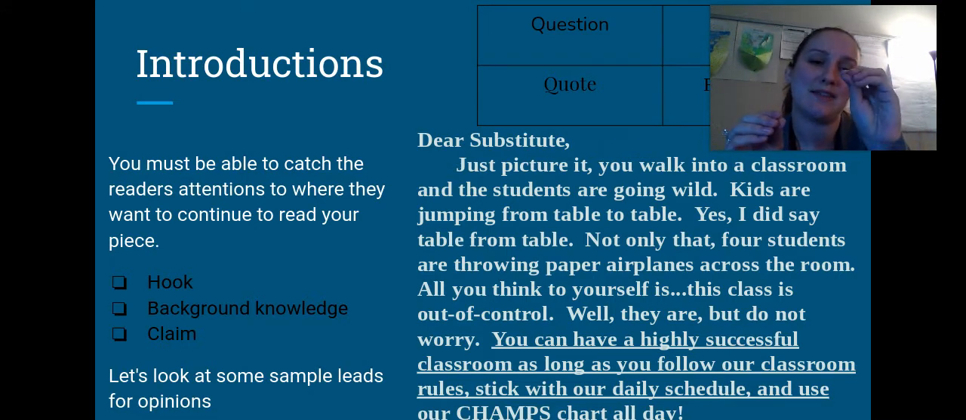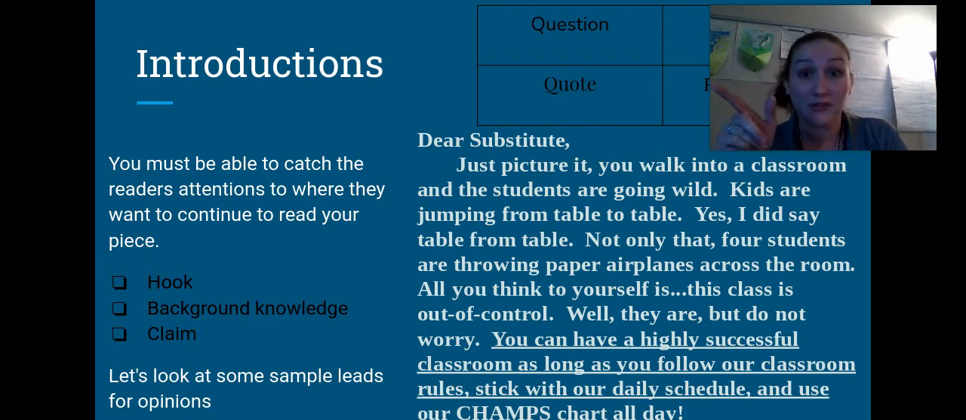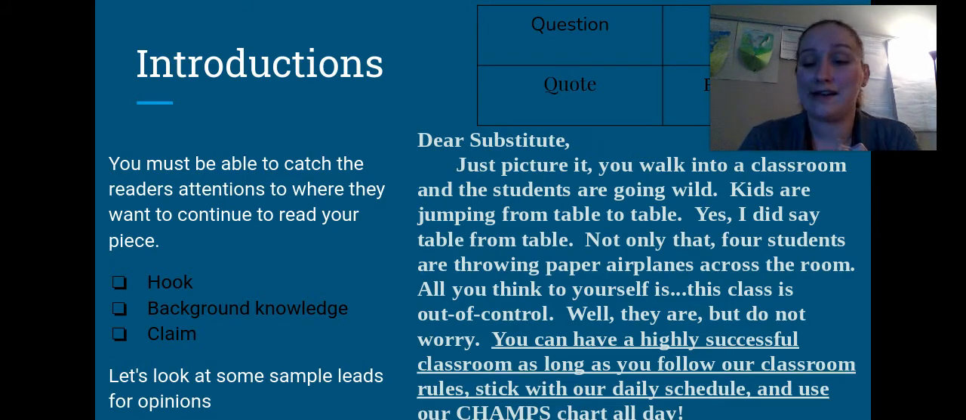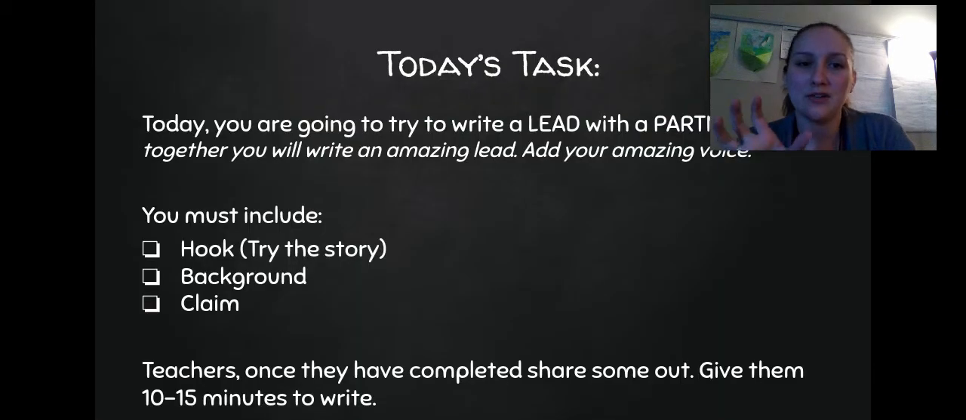And notice how they painted this picture. The goal is, in this on-demand, have a highly successful classroom. So what did they paint a picture of? A classroom that was not successful. So you want to paint a picture, you could paint a picture of the opposite of your claim. So keep thinking about that, because here's your job today.